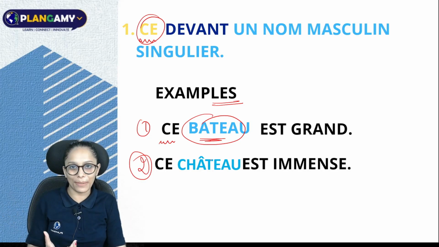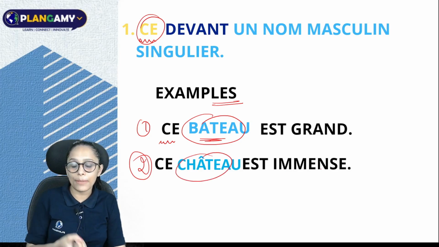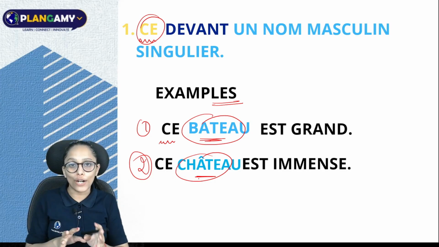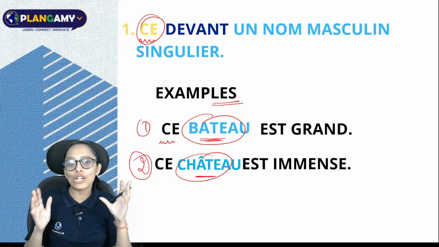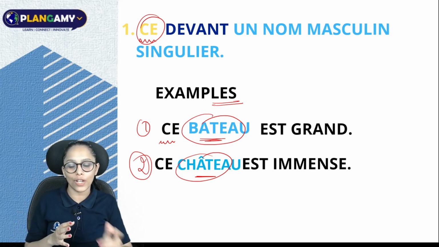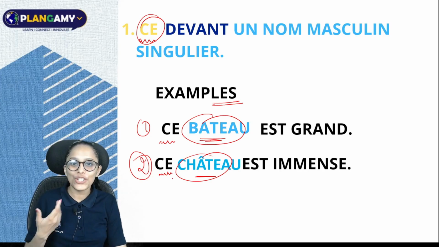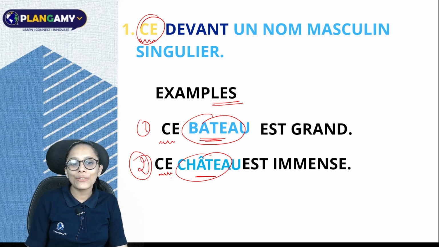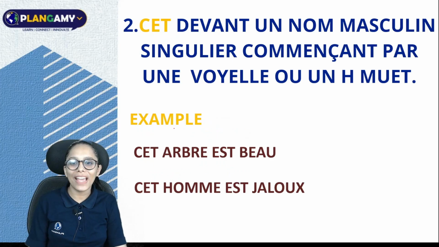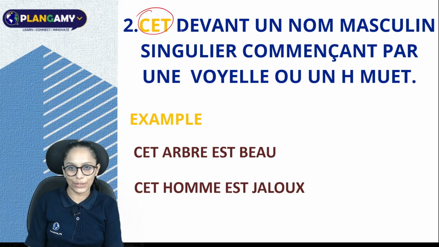So this boat is big in size. Now, number 2: ce château est immense. Here château, again, it is masculine and it is singular. Château means castle. So this castle is large, it is immense. It is large in size, it is so massive. So, here we have used ce château.